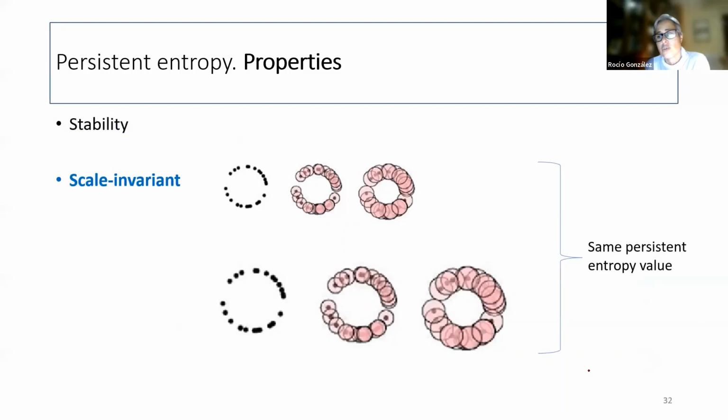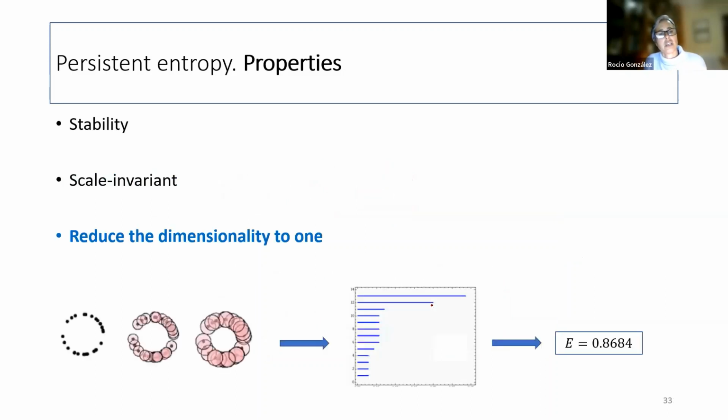It is always scale invariant, so if we have two different point clouds, but one is a rescaled version of the other one, then they have exactly the same persistent entropy value. And of course, a very important property is that we can reduce the dimensionality to 1. So even if we have very high dimensional point clouds, at the end we always obtain a number summarizing the topology of the point clouds.